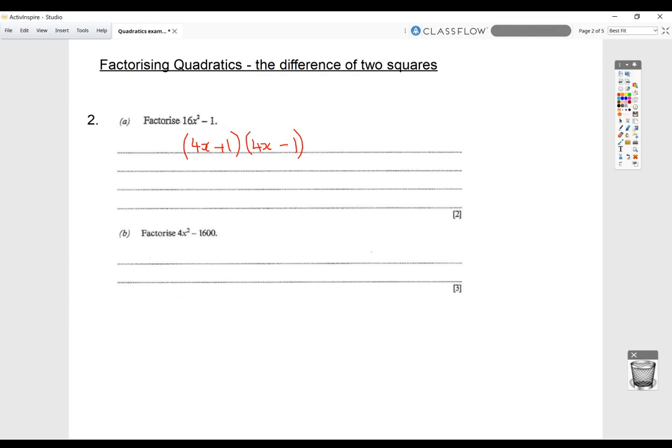If we repeat this with the second quadratic, the square root of 4x squared is 2x. So each bracket begins with 2x. And the square root of 1600 is 40. So it's 2x add 40 and 2x minus 40.